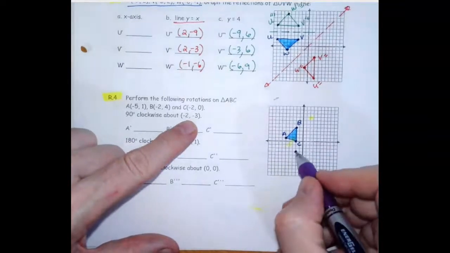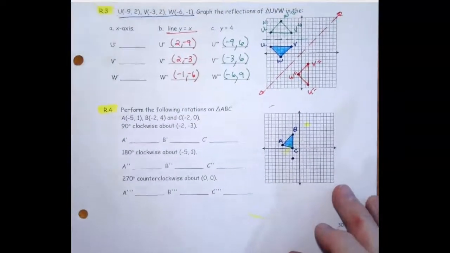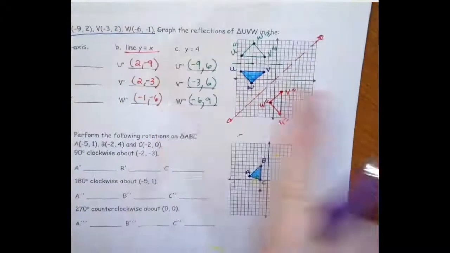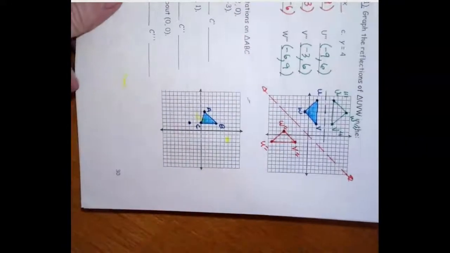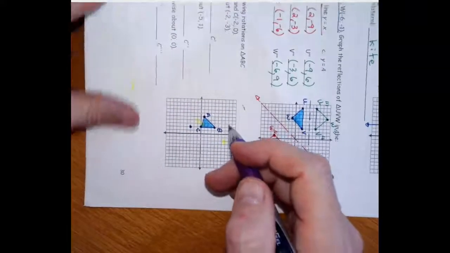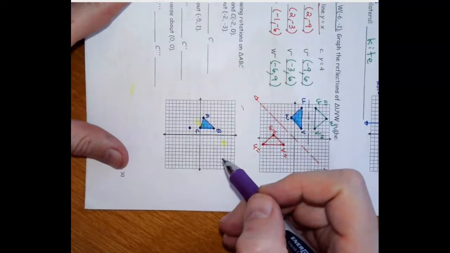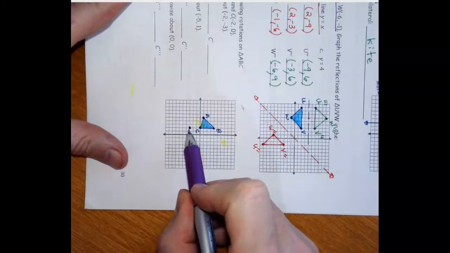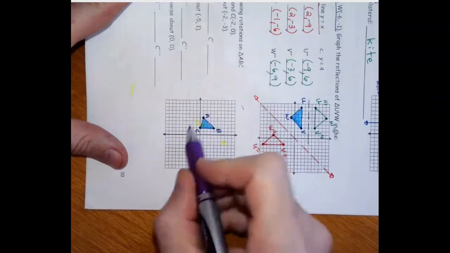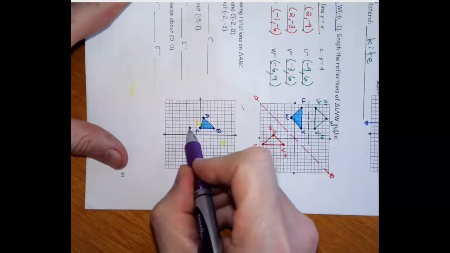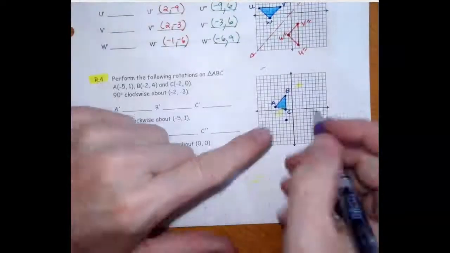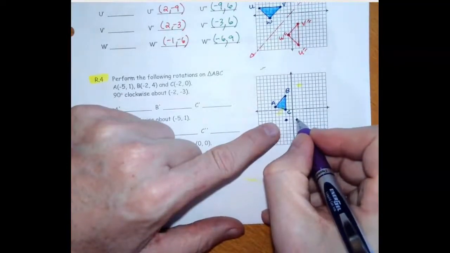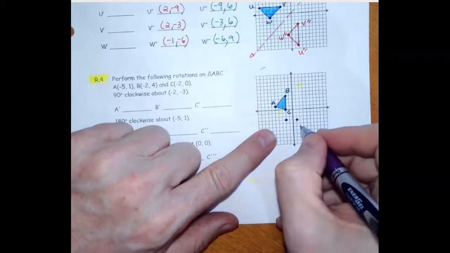Okay? So what we want to do, 90 degrees clockwise is the way a clock moves, and a clock moves to the right here. So if we turn our page, 90 degrees would be one turn. That would be a 90 degree angle. And what we want to do is look at where the point is compared to the center of rotation. So I'm just going to do C because it's the closest. That's 3 to the right of the center. So if I come back and go 3 to the right of the center, that's going to be right here. So that's C prime.